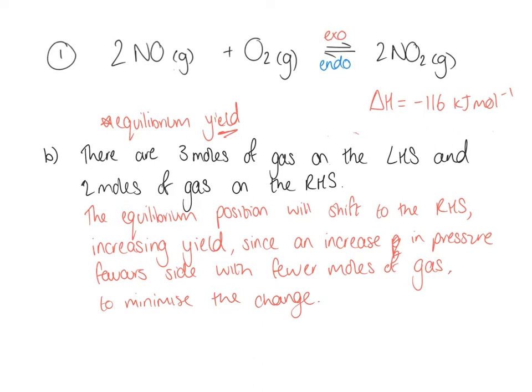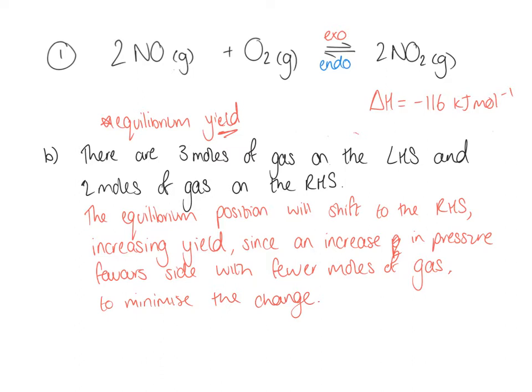So let's read through our answers. We've said, first of all, stated following our framework to explain the number of moles of gas on each side. So there are 3 moles of gas on the left hand side and 2 moles of gas on the right hand side. The equilibrium position will shift to the right hand side, increasing the yield, since an increase in pressure favours the side with fewer moles of gas to minimise the change.